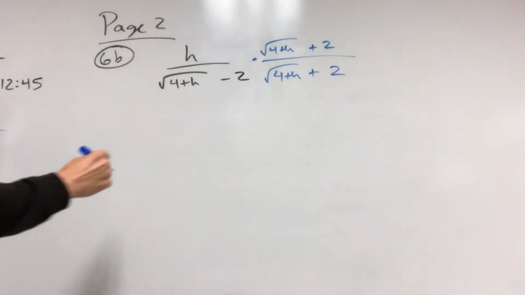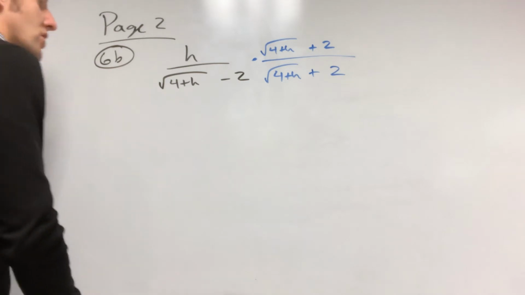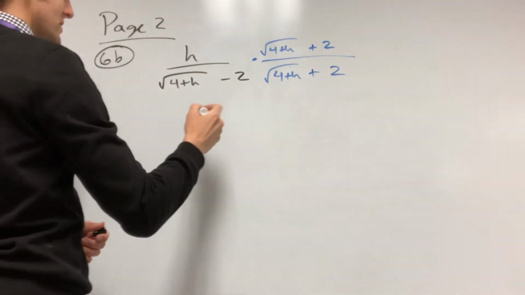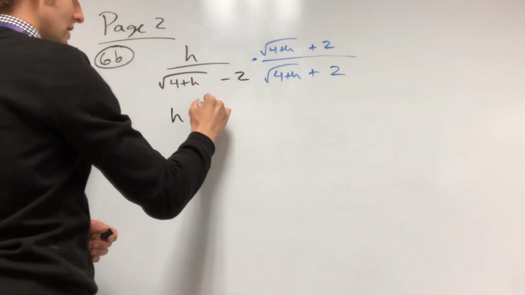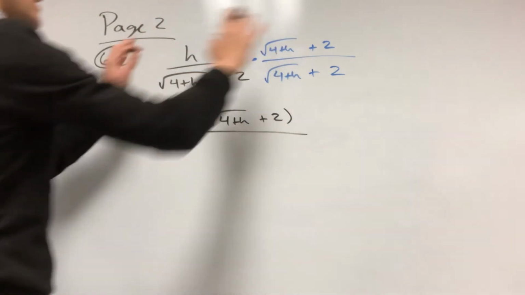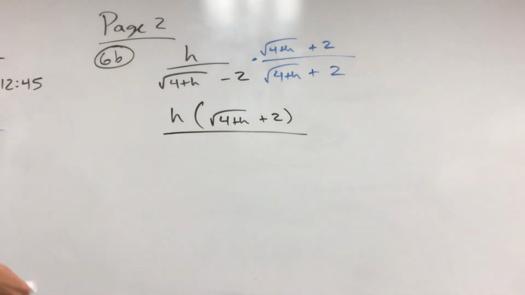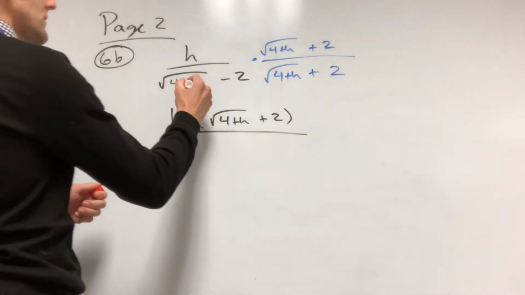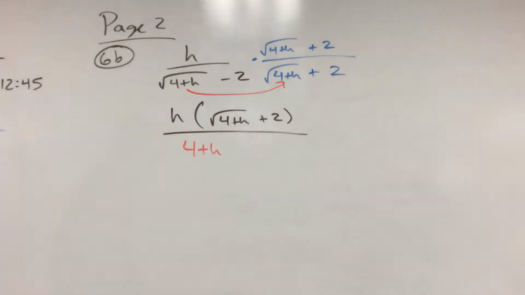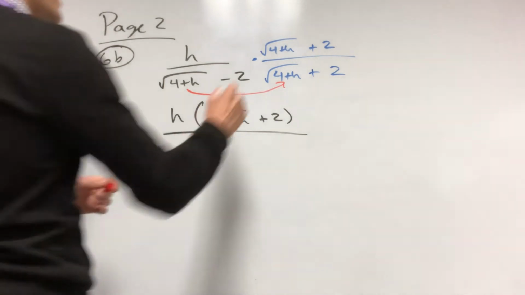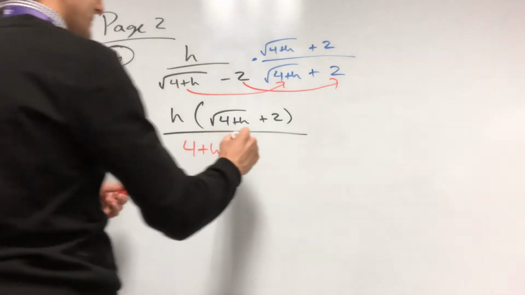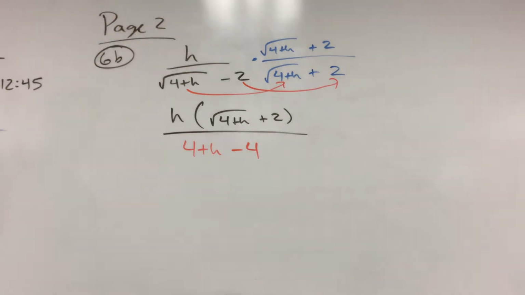Now, here's what we're going to do on 6b. Don't worry about this top, about doing distribution. Just write it as h times the square root of 4 plus h plus 2. So you're going to see this type of question a lot when we start evaluating limits. Now down below we do have conjugates. A root times itself, what is inside the root just falls on out. 4 plus h, can you see that? Minus, because it's always a positive times a negative or a negative times a positive, 2 times 2, which is 4. Oh, what happens here?